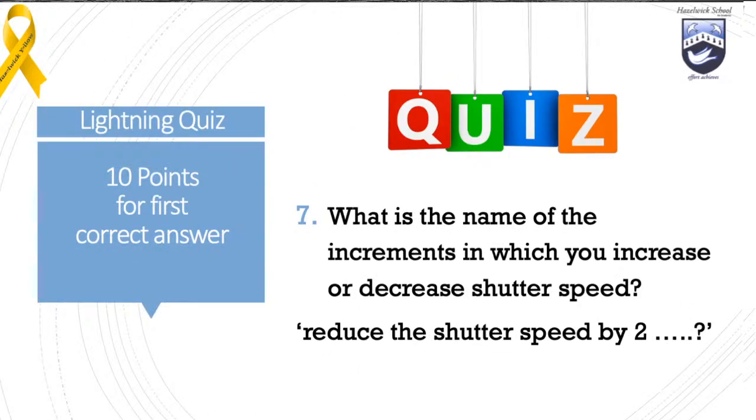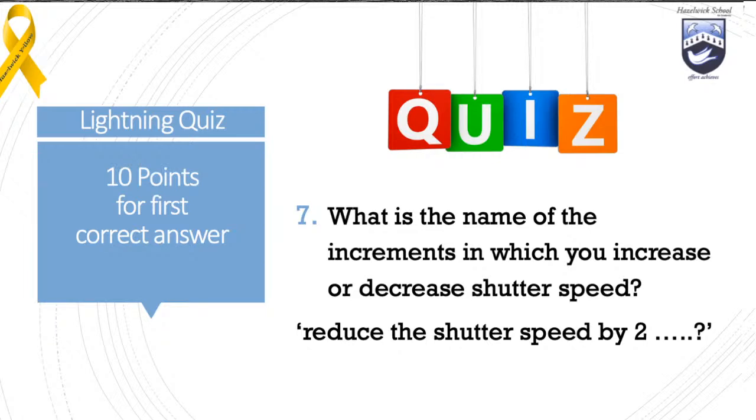We have one more. What is the name of the increments in which you increase or decrease shutter speed? So you know when you do clicks to increase or decrease it, you might say I'm reducing the shutter speed by 2. Seconds. Milliseconds. No. It begins with an S and it's the opposite of start. It's not 2 tomatoes.